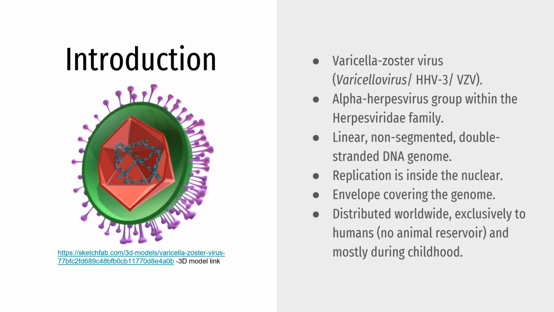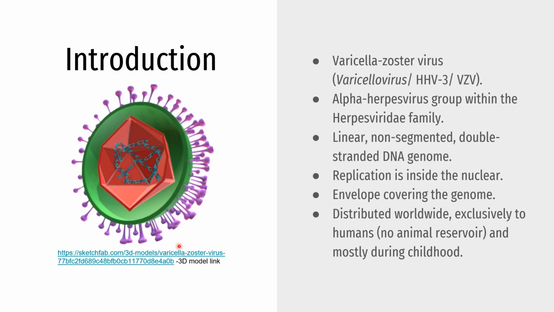The virus belongs to the alpha herpes virus group within the Herpesviridae family. The features of VZV can be characterized by their genomes, size, replication, or the outer covering components. VZV has a linear, non-segmented, double-stranded DNA genome, which consists of 125 KB, kilobase, located inside a nucleocapsid. The site of replication is inside the nucleus, and the virus has an envelope covering the genome.